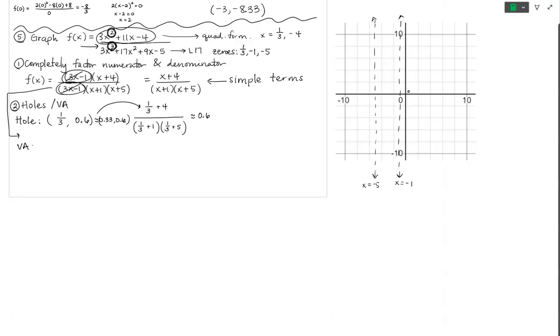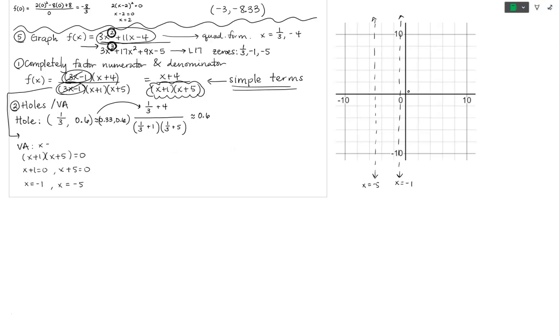Let's go on to find our vertical asymptote, or vertical asymptotes, which we will find by grabbing the denominator from simple terms, and we will set it equal to 0. We then set both of these factors equal to 0 to get the equations of both of these lines for our vertical asymptotes. And again, these are the equations of lines. I already have them graphed. x is equal to -5 and x is equal to -1.